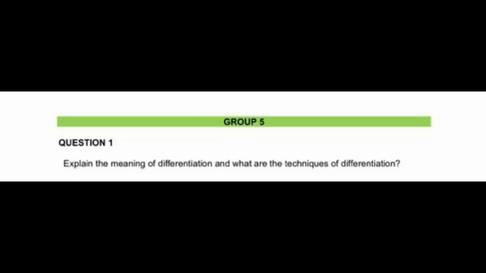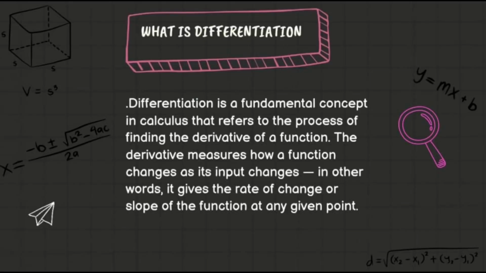Differentiation is a fundamental concept in calculus that refers to the process of finding the derivative of a function. The derivative represents the rate at which a quantity changes. In simple terms, it measures how a function's output value changes as its input value changes. For example, in physics, the derivative of a position function with respect to time gives the velocity.